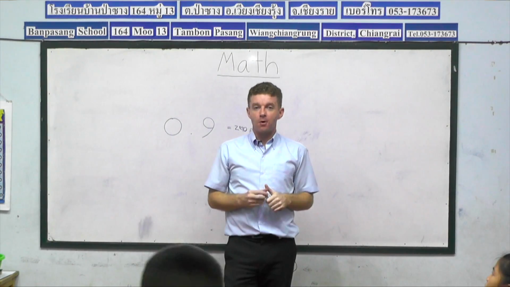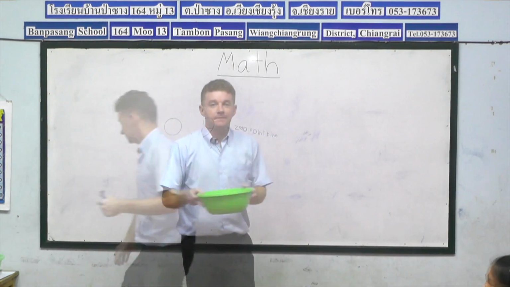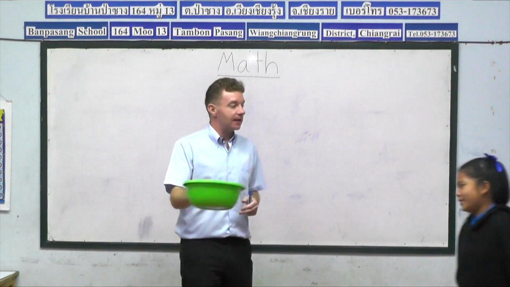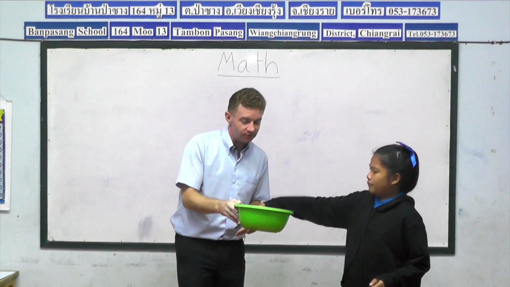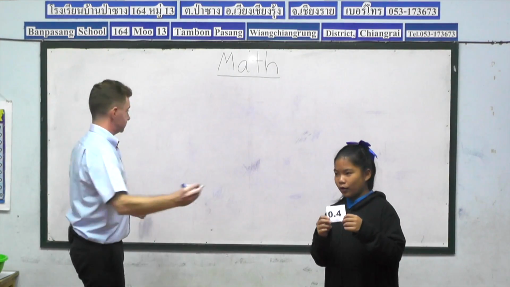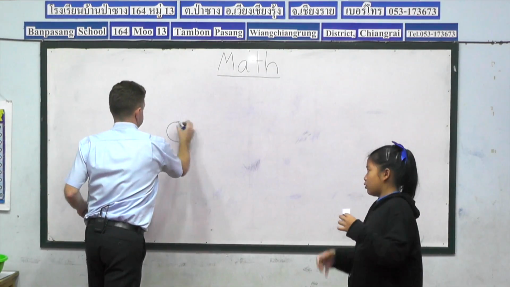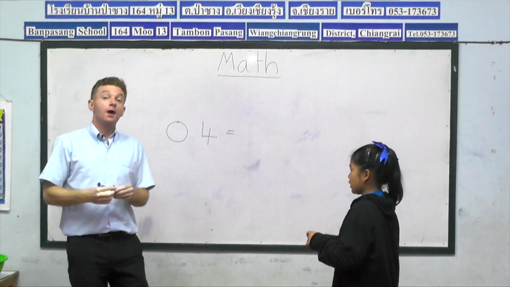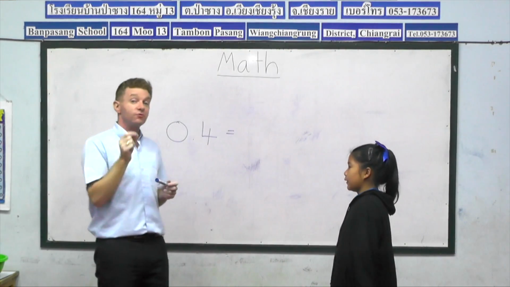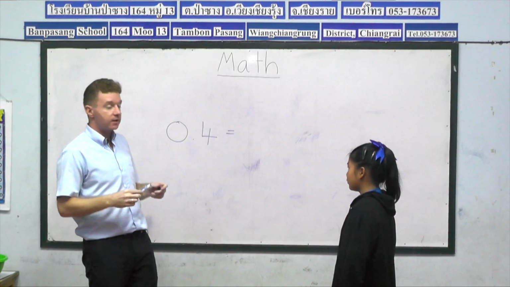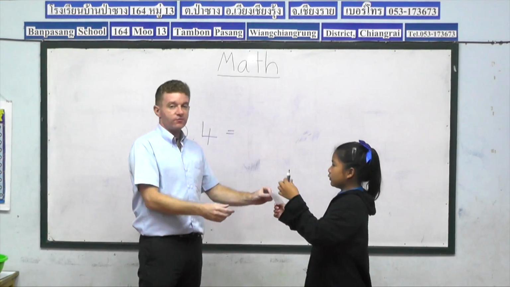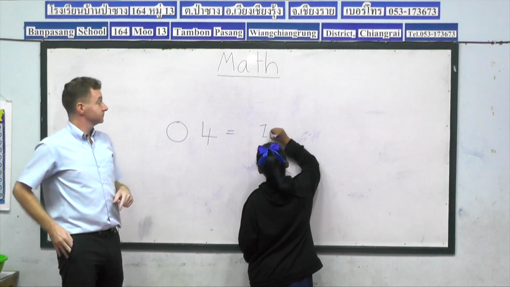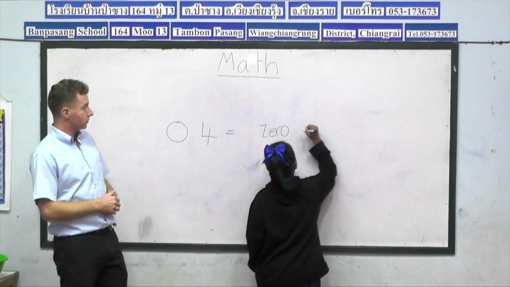Okay, let's do some more. But first of all, I'll clean the board. And the next student to come forward will be Lakdao. So Lakdao, choose your flashcard, please. Show it to your friends. 0.4, okay. So 0.4 in digit form looks like this. And what Lakdao is going to do now is she's going to show you how to write it in word form. So Lakdao, over to you. And once again, 0 point. R-O.